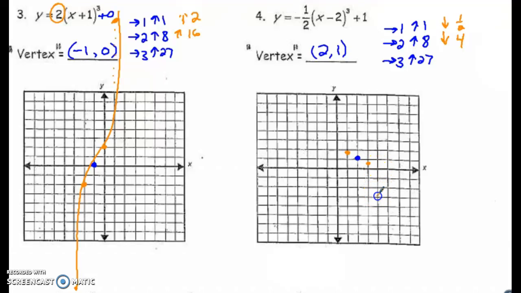1, 2, 3, 4. Here I go over 2 and up 4. 1, 2, 3. So that's what it should look like. They're funny shaped S's, not a parabola like I did in class. My apologies.